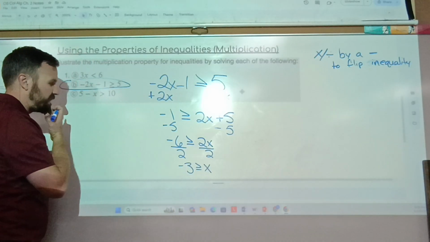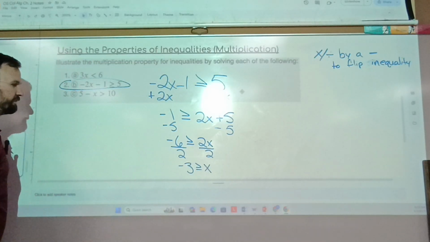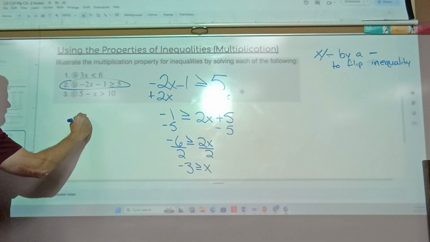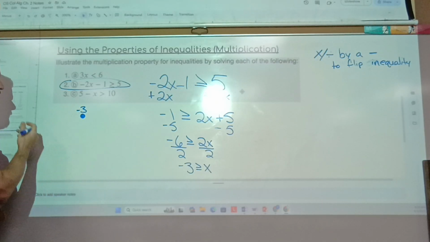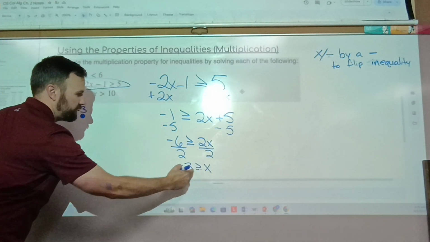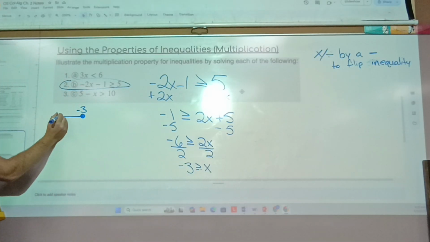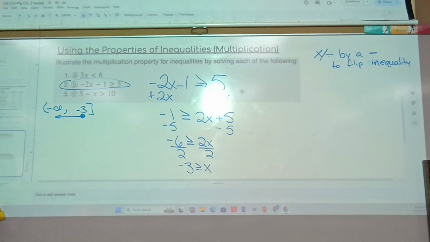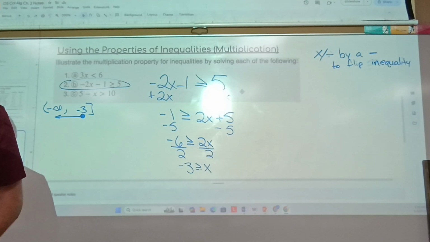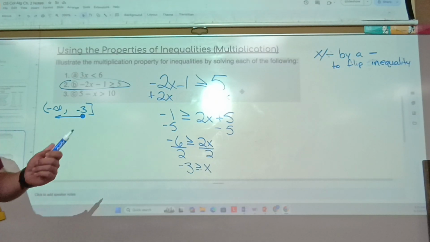That's a good answer. How do I make it a great answer? Yes, sir. Interval notation. x is smaller than negative 3. There we go. Bracket, because it's already equal to. We're almost there. All right, would you guys like to see another?